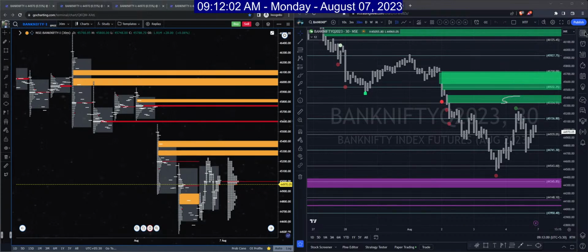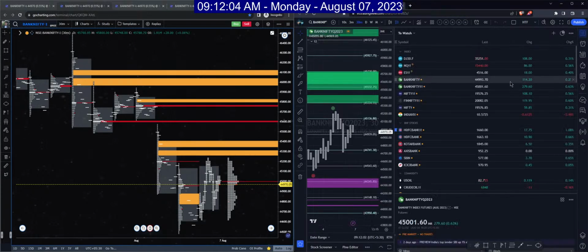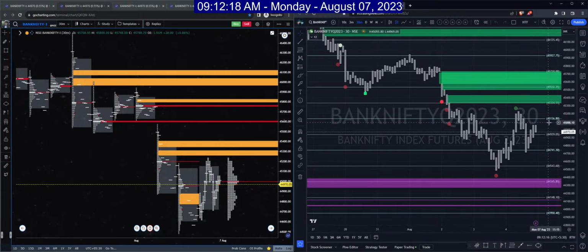Okay, so the pre-open data is out. We are opening 114 points up, 44,993, around the 45,000 level. So 45,000 plus 114 is 45,100, so about 45,100 is the zone, and I have a level at 45,136. So this is where I'm going to observe the reaction.